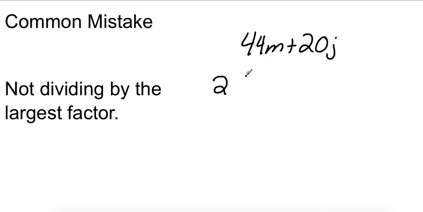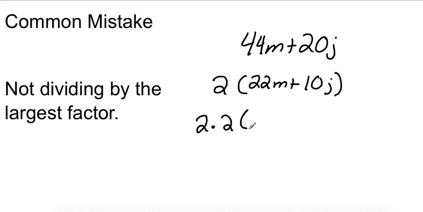So if we're dividing by 2, 44 divided by 2 is 22m, and 20 divided by 2 gives me 10j. Now here's the thing, if I look on the inside of my parentheses, I notice that both of these still share a common factor. So this means that I can pull out another factor of 2, but you have to be careful when you're doing this. Because I already have this previous factor of 2, I'm going to have 2 times 2 on the outside, and that's where I would get my correct answer of 11m plus 5j.